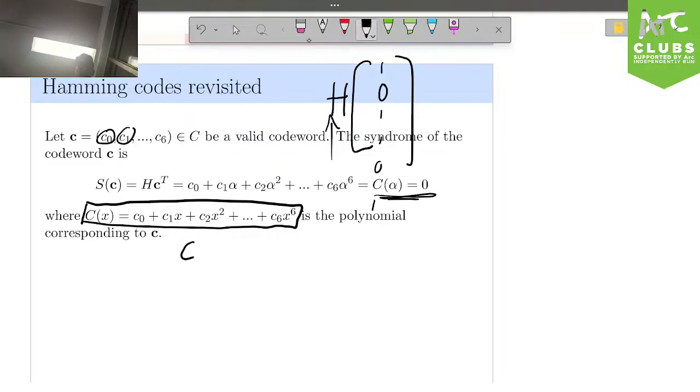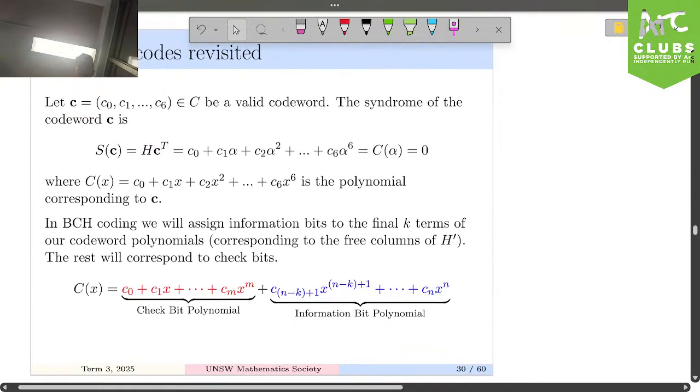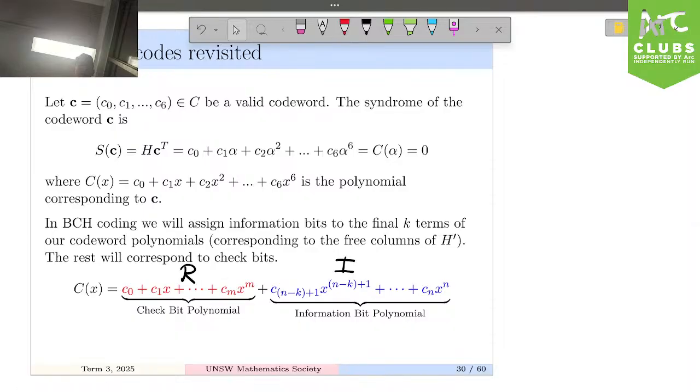That's actually another way of saying that we have a valid code word, if C of our primitive element is equal to 0. I haven't told you what the primitive element is yet. Patience. So, where does it come from? That's a question that should be at the top of your mind. This is another thing, just explicitly writing out that, hey, we have an information polynomial and a check bit polynomial. Okay?